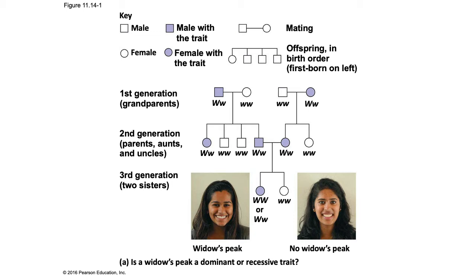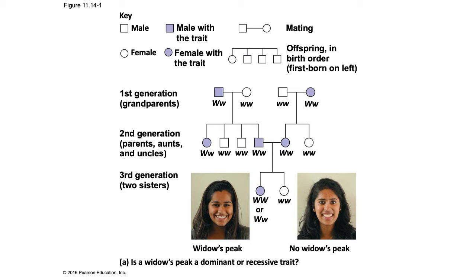Let's look at the grandparents' generation. So on the left-hand side, we can see the dad's parents, and I want you to think about it. Does the dad's father have a widow's peak? The answer is yes. Does the dad's mother have a widow's peak? The answer is no. And how about the mom's parents?